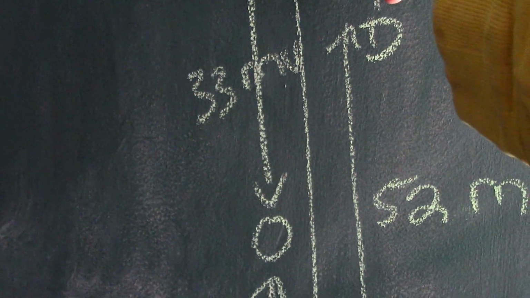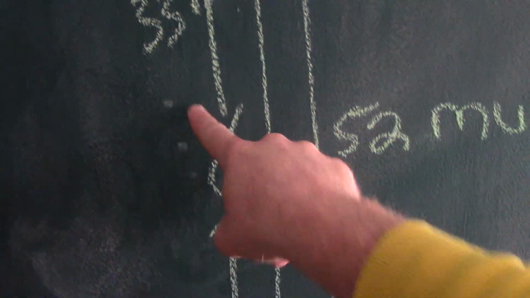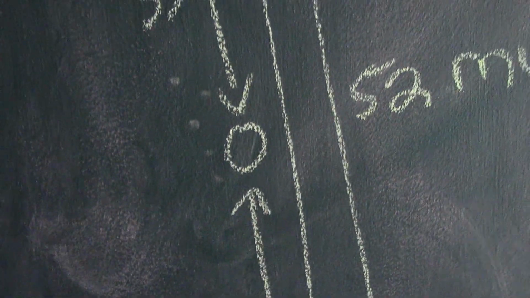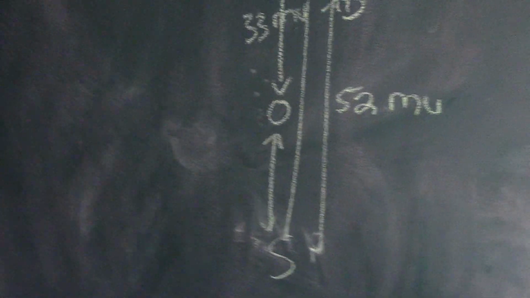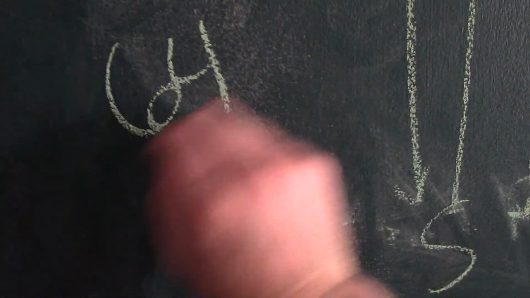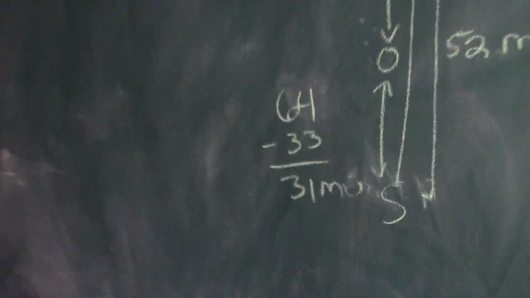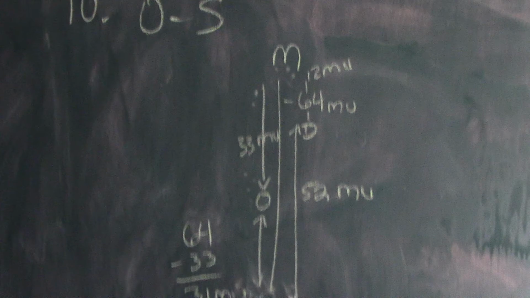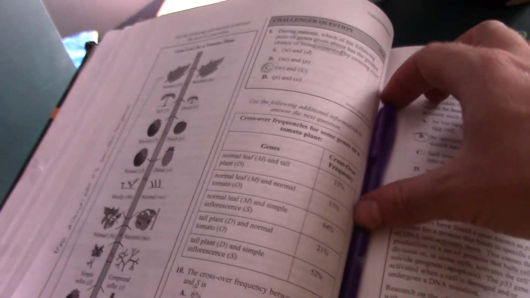I have 64 map units, and then I've got O accounting for 33 of that, because that's the distance between M and O. So the difference is the distance between S and O, because O is in between S and M. So this is going to be 64 minus 33, and that's 31 map units. So they give you more information than you needed, right? So C is 31%. Okay?